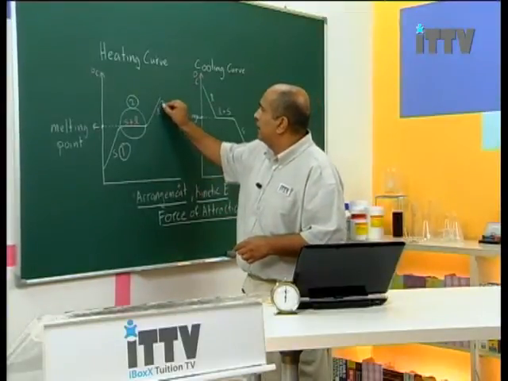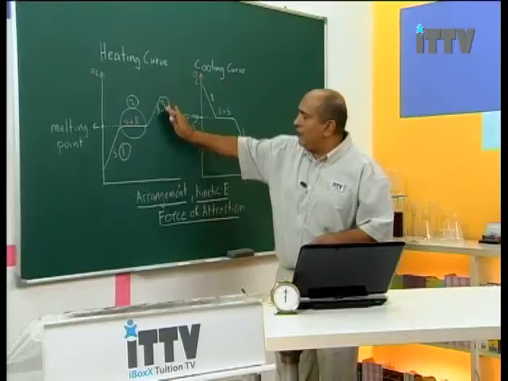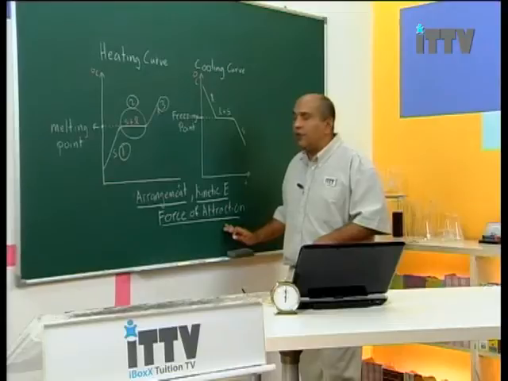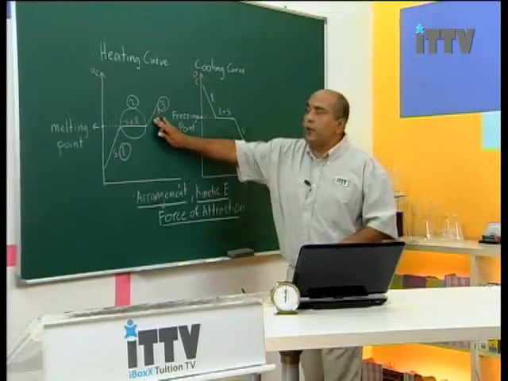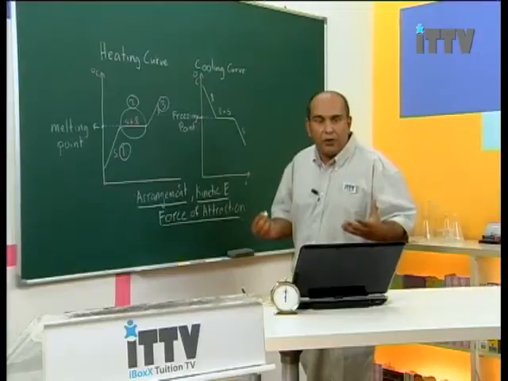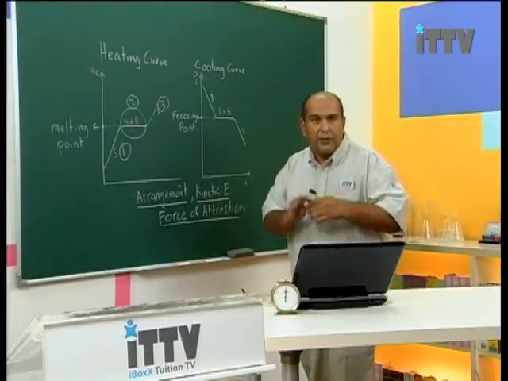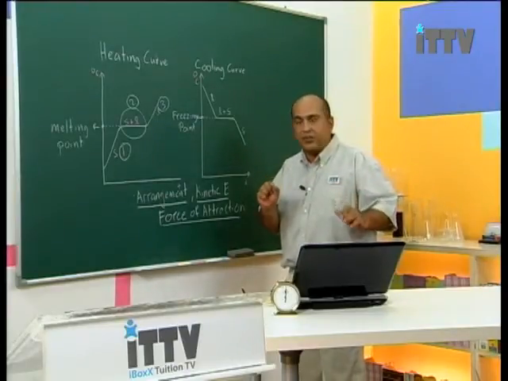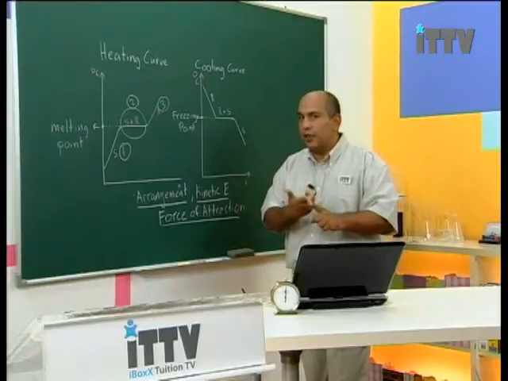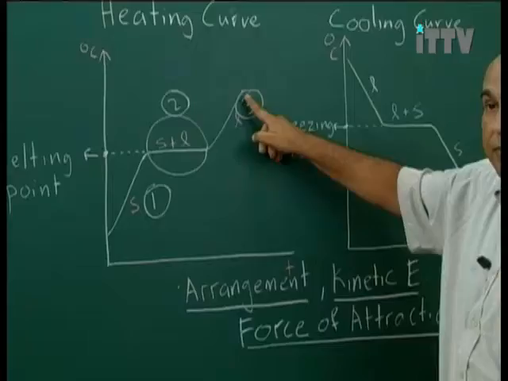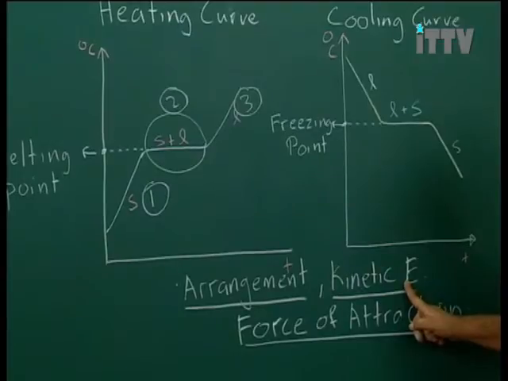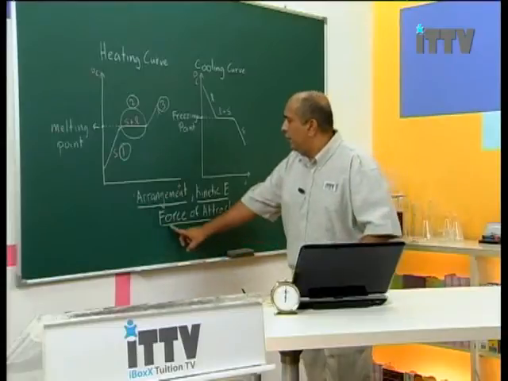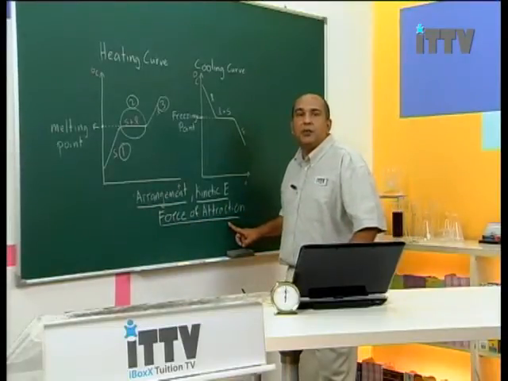Area number 3. Once again, relate your answer to arrangement, kinetic energy, and forces of attraction. We're in a liquid state. The particles are not orderly, but closely packed. Remember, clos packed orange. Okay, bit of French there. Clos packed orange. Closely packed, but not orderly. Temperature is going up, kinetic energy increasing. If your particles are moving faster, they move further apart. Force of attraction becomes weaker.